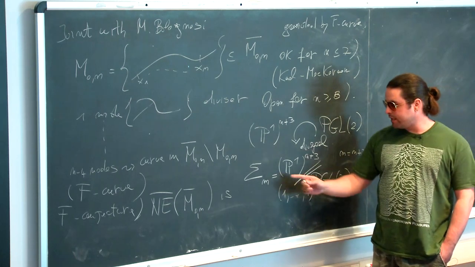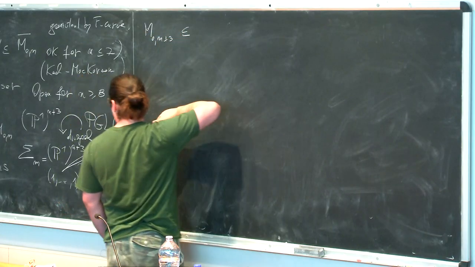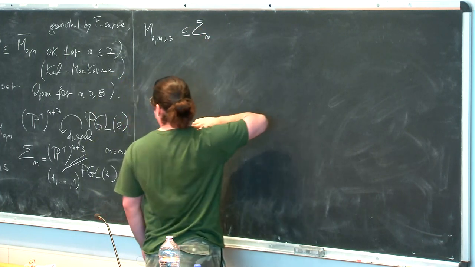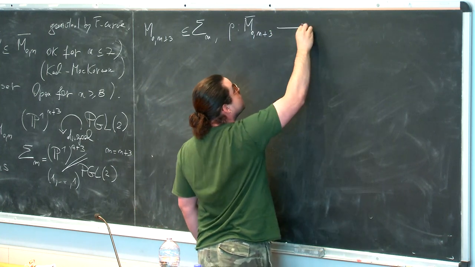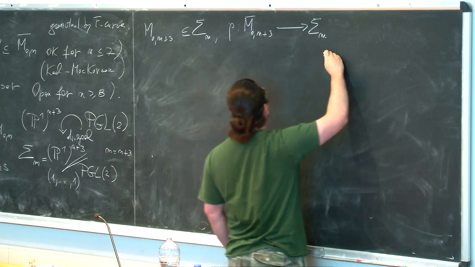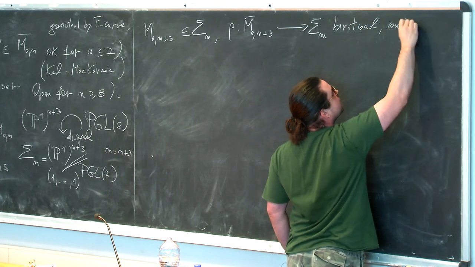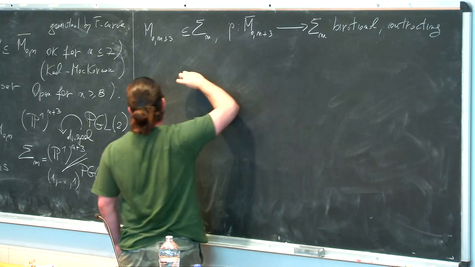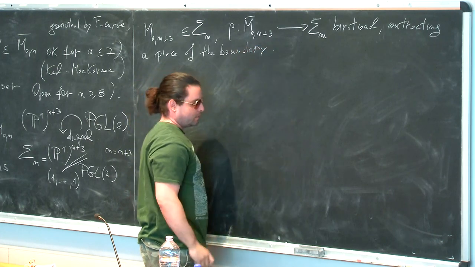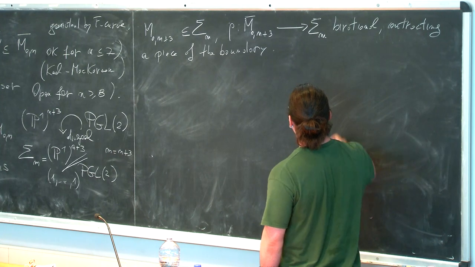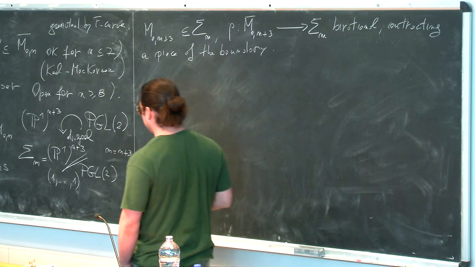So clearly, a general point here is just the configuration of n plus 3 points on P1. And then M0,n plus 3 sits inside sigma m as a dense open subset. And in general, you have a birational morphism from M0,n plus 3 bar to sigma m, which is the identity on the interior and contracts, let's say, a piece of the boundary. Okay, so in a certain sense the boundary of sigma m is less complicated than the boundary of M0,n plus 3 bar. So in sigma m also you have a stratification of the boundary.